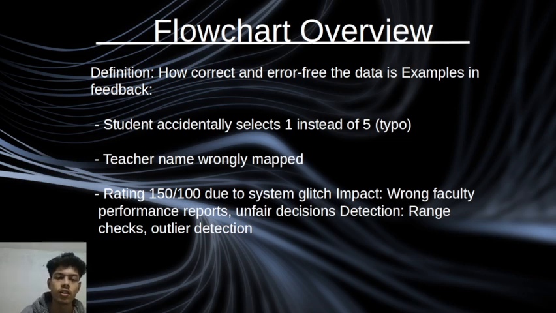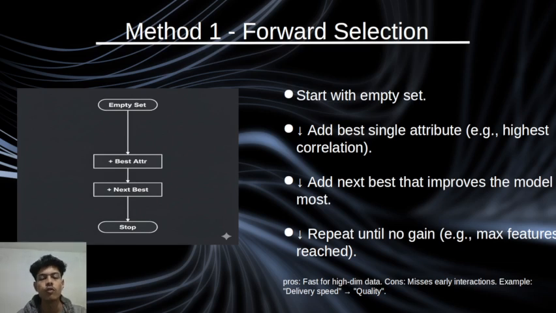Now we check how correct and error free the data is, with examples in feedback. That's why we use these methods. For example, a student accidentally selects 1 instead of 5, a teacher name is wrongly mapped, or a rating of 150 out of 100, that means out of range ratings.